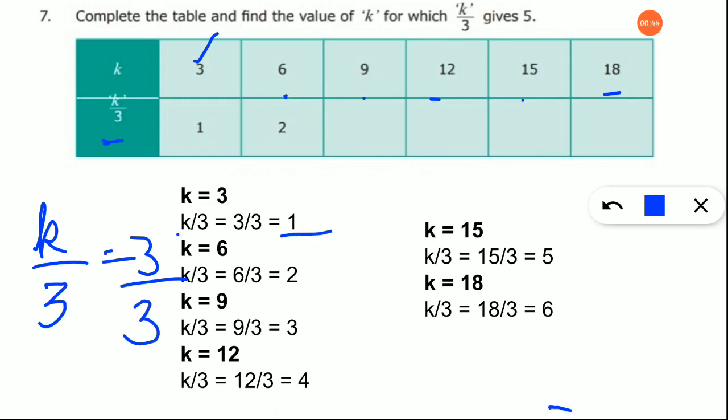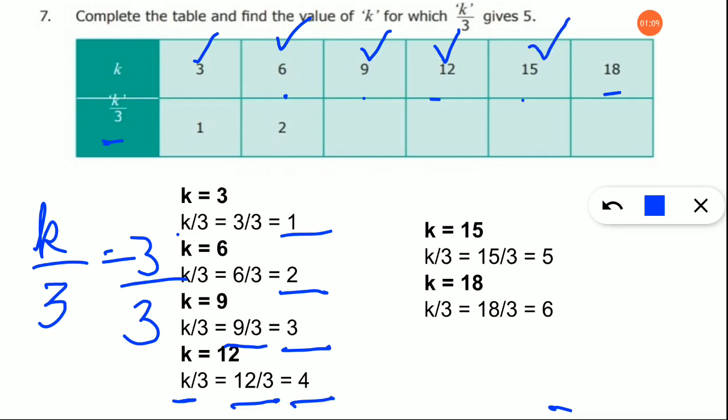Same way, when you are substituting the k value as 6, what will happen? 6 by 3 will give you 2. Then k value is 9. You are substituting here and the value is becoming 3. Then the k value is 12. We are substituting in this place of k by 3. So it becomes 12 by 3 and the answer is 4.